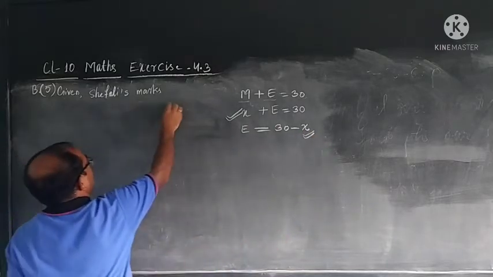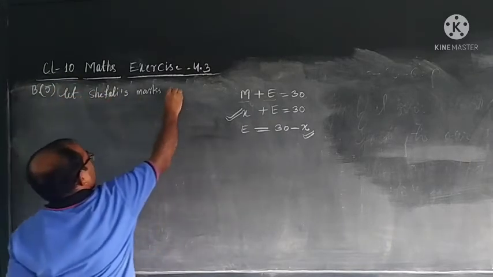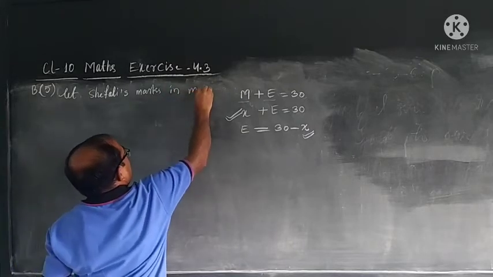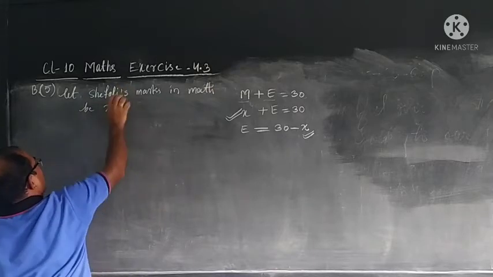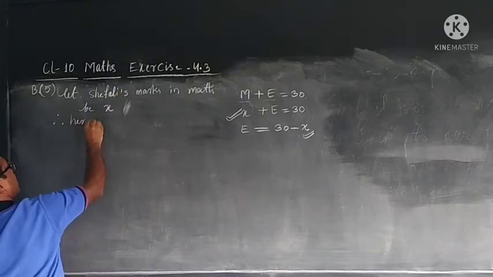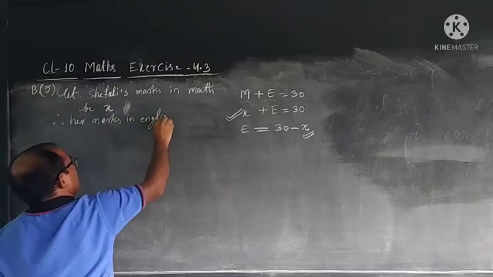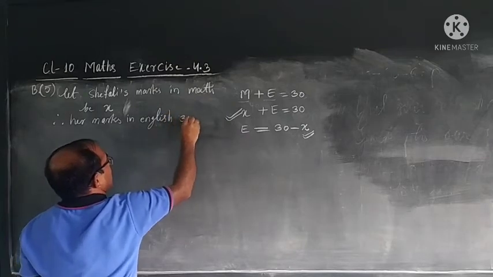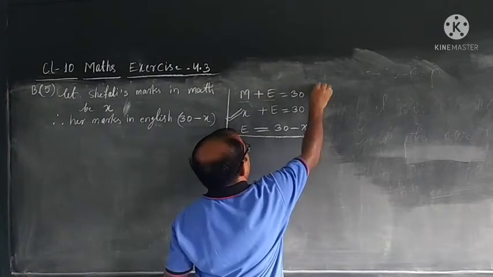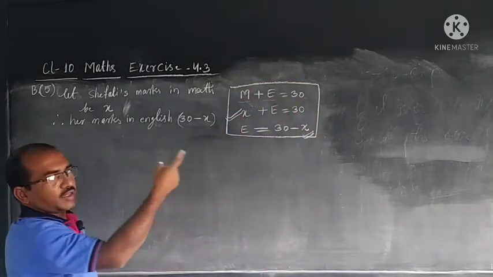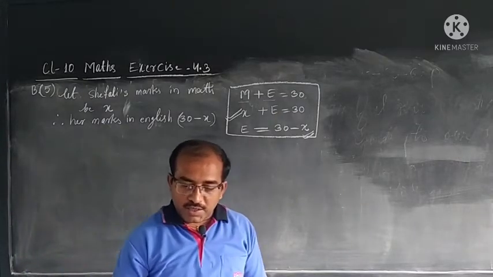So, in maths if she has scored X, in English she has scored 30 minus X. So, Shefali's solution we will start. Let Shefali's marks in maths be X, therefore, her marks in English will be 30 minus X, because together it is 30. You have understood from here: maths plus English 30, maths X, English 30 minus X. First part we have done. Let us read the question next to it.